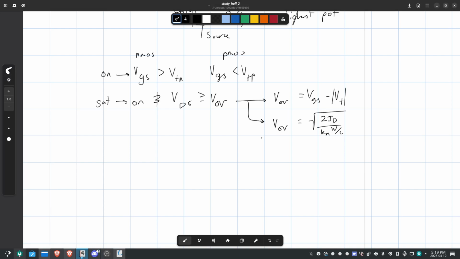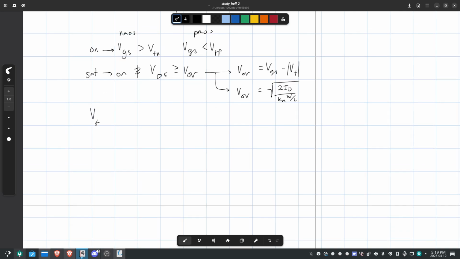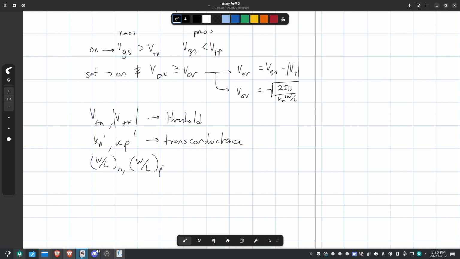So as always, your VTN and VTP, usually represented as absolutes, is your threshold. The Kn apostrophe and your Kp apostrophe, these are your transconductance. And then your W over L, denoted with N or P depending on whether it's positive or negative, as always. This is called your aspect ratio.